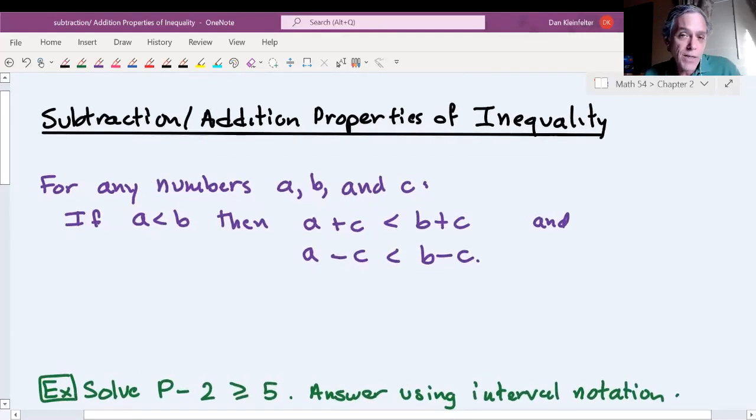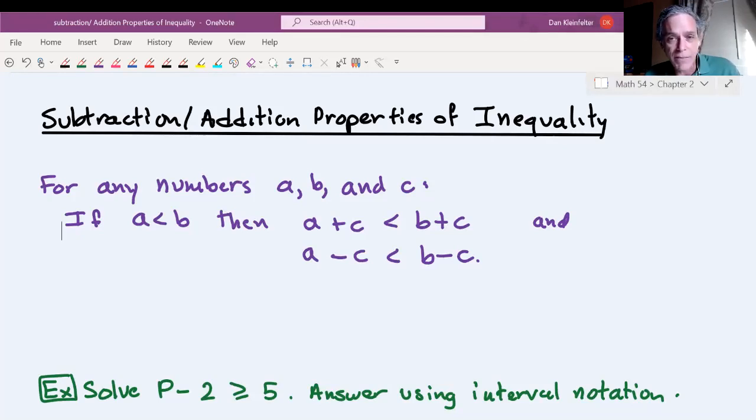It says for any numbers a, b, and c, if a is less than b, then a plus c is less than b plus c. Also, a minus c is less than b minus c. So we had a corresponding statement for equality. If you take all those less signs and turn them into equals, you get something familiar, right? The addition and subtraction properties are kind of common sense also, which is good. If you have two numbers in some order, if a is less than b, then adding the same amount to both preserves their order. Subtracting the same amount from both preserves their order.